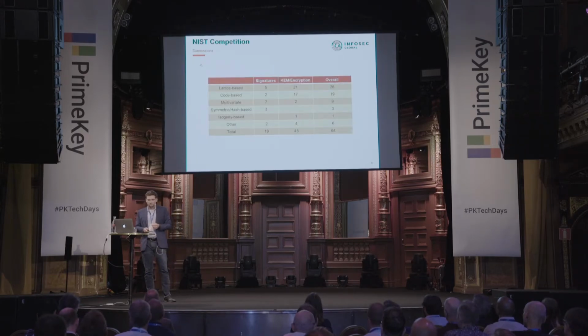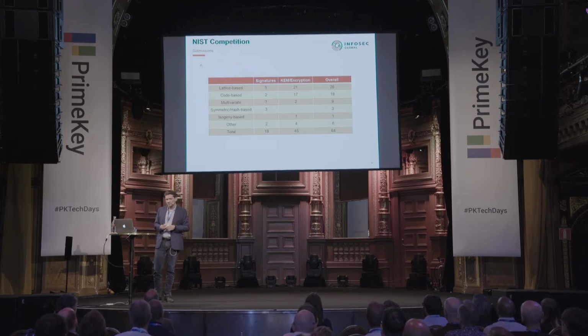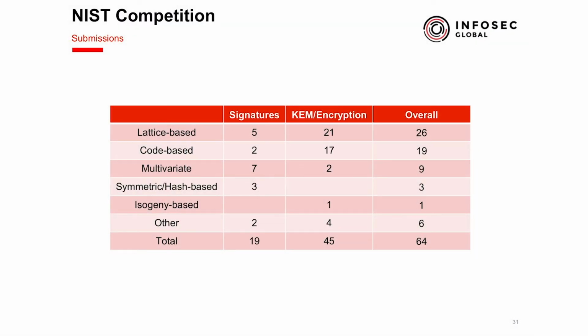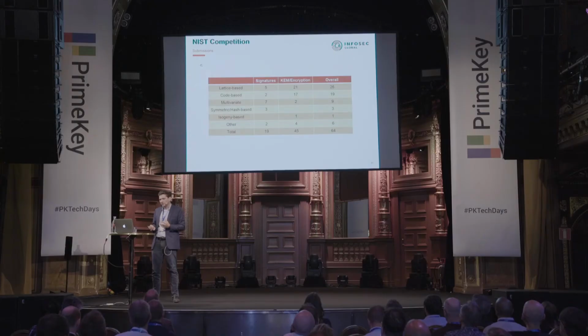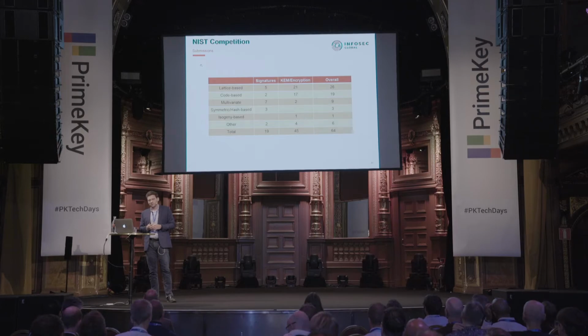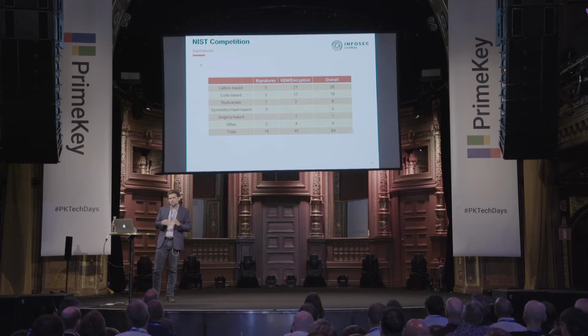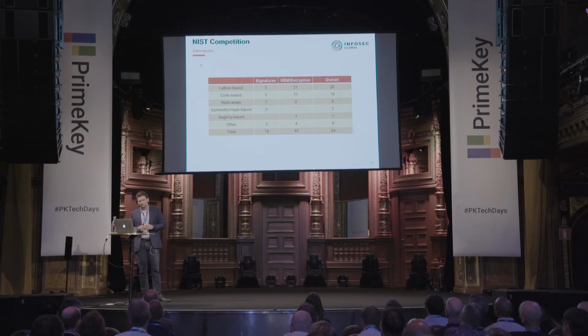Just to give you an overview, since we know there are five basically categories, how are they distributed along the competition? The majority is lattice-based, then we have code-based, followed by just a few multivariate. Then we have only three hash-based plus one symmetric-based, block cipher-based signature scheme. And there's one isogeny-based scheme, and a couple of different other things. We have now in total 64, because five already got broken and withdrew from the competition. So 64 remaining, most of them lattice-based.